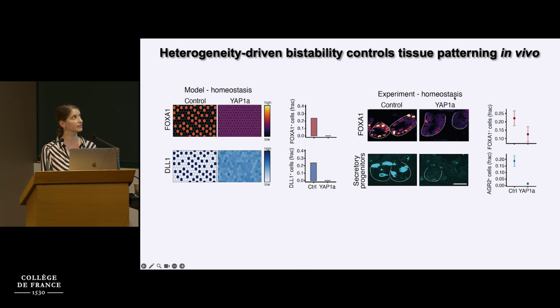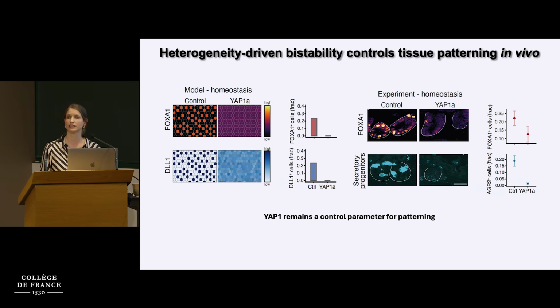In that case, we also found with the in vivo system, again with the mouse, that when we apply YAP activation at homeostasis, we indeed completely lose the patterning of both FOXA1 and secretory markers. This shows that YAP still remains a control parameter also during patterning and for homeostasis. And this could also be interesting for cases of, for instance, cancer or disease phenotypes, where you usually see increased proliferation and mispatterning along with it.